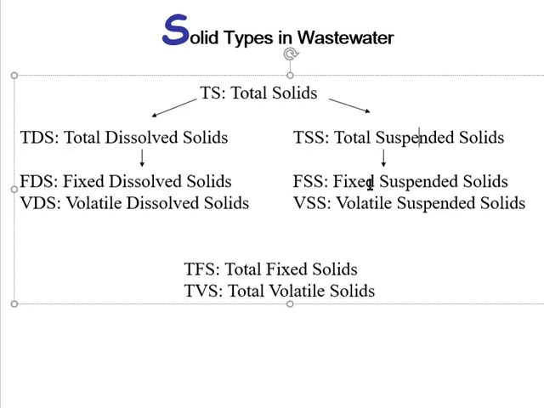Fixed are those solids which will remain there when you heat the solids. They will remain there, becoming like black material. Volatile solids are those solids which, when you heat them, will evaporate.